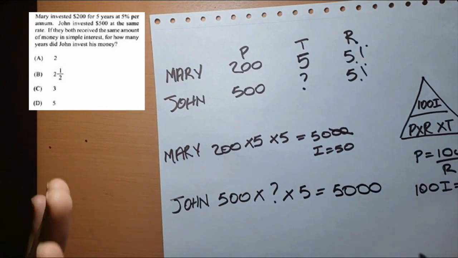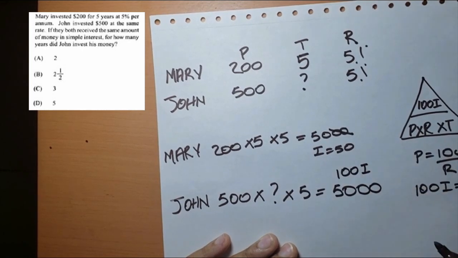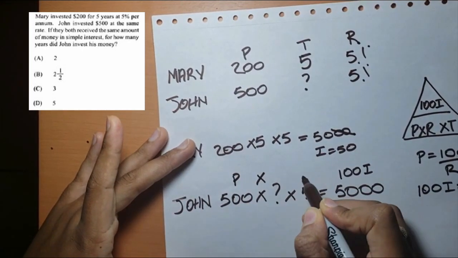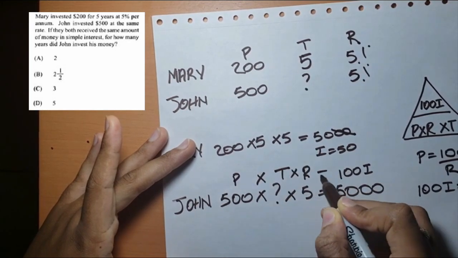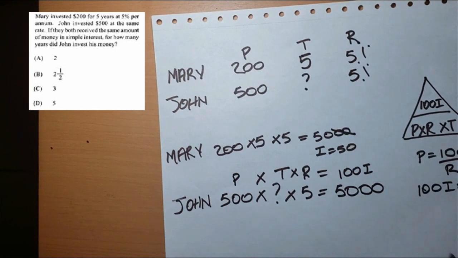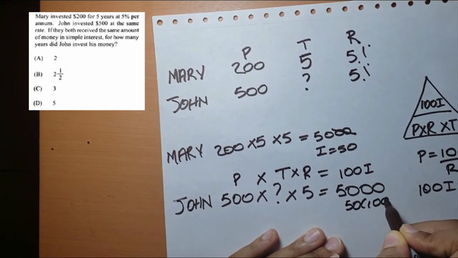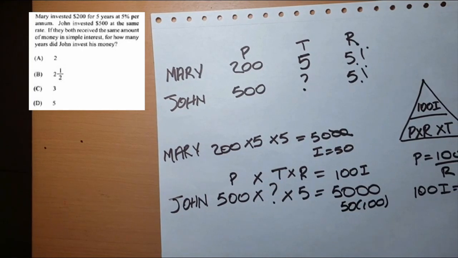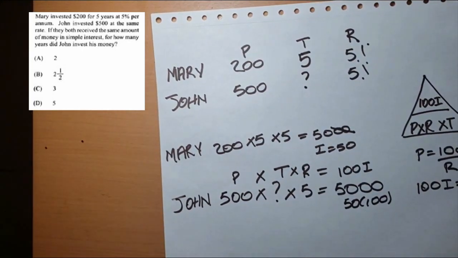Reason being, the interest is 50, but over here is 100i. Okay, so principal times the rate times the time is equal to 100i. So therefore the interest is actually 50 times 100, depending on what you want to work with. Some people don't want to work with 100 and some people want to work with 100. So anything you're comfortable with, work with that. So the interest is 50.